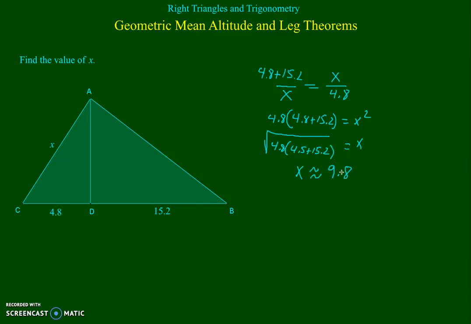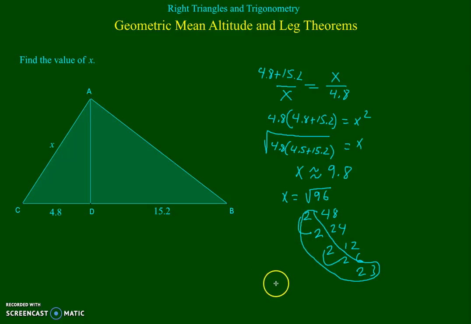In this case, this comes out to x equals the square root of 96, and so we would have to simplify this. So that becomes 2 and 48, 2 and 24, 2 and 12, 2 and 6, 2 and 3. So we got quite a few 2's here. We have 1 pair, 2 pair. So that's 2 times 2. And we have 2 times 3 that are single, so they're going back in as a 6. So that's 4 square roots of 6. So the exact value of x is 4 square roots of 6, and the approximation is 9.8.